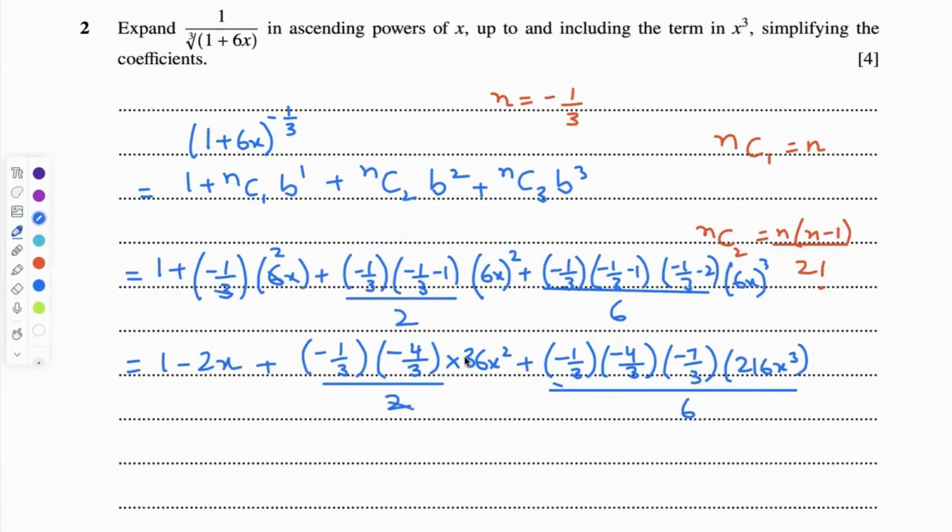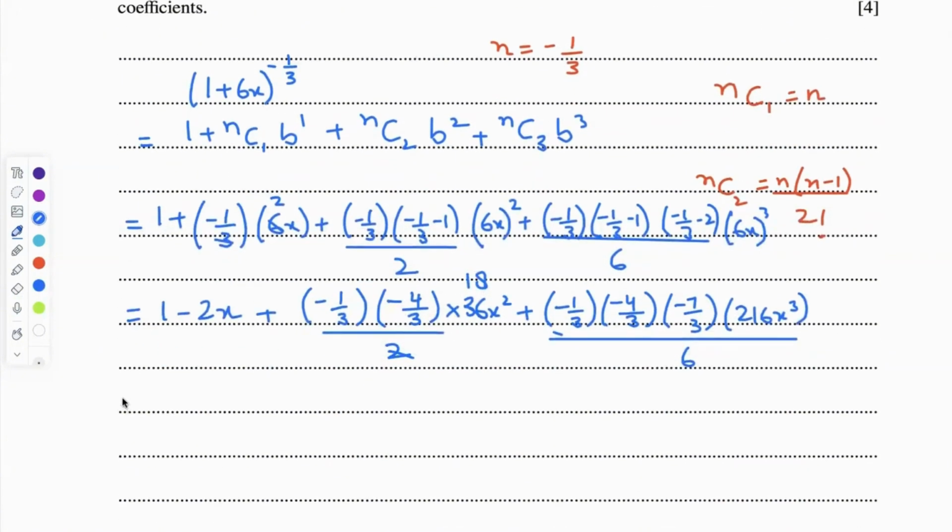And then we'll divide it by 6 as 3 factorial is 6. So this 2 and 36 cancel out and become 18. So we'll get 1 minus 2x. The negatives over here will also cancel out. So this will become 4 times 18 divided by 9. So 4 times 18 is 72. 72 divided by 9, that becomes 8. So this will become plus 8x squared.